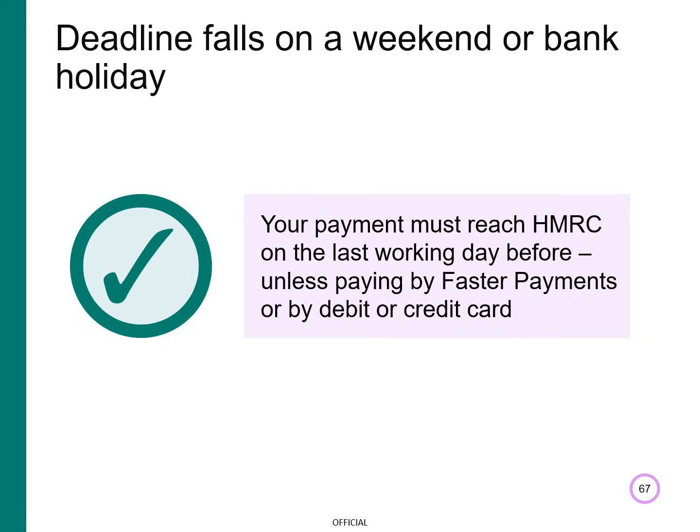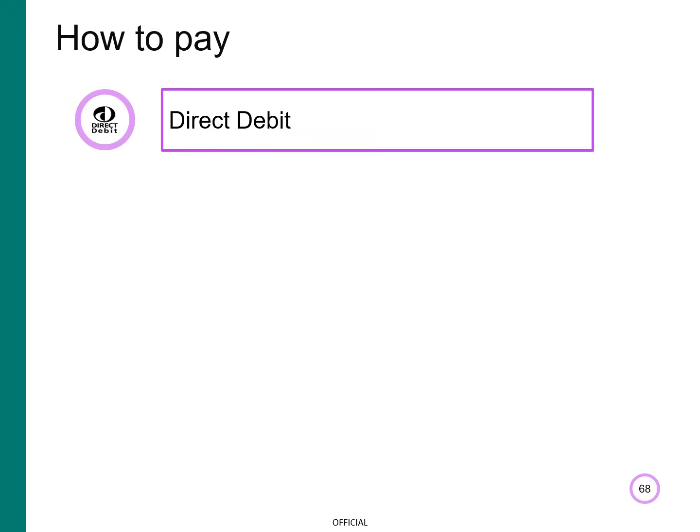If the deadline falls on a weekend or bank holiday, you'll need to make sure your payment reaches us by the last working day before. That is, unless you're paying by faster payments or by debit or corporate credit card. You can set up separate direct debit payments so HMRC can collect single payments on the 31st of January and the 31st of July. To pay by direct debit, you need to use your HMRC online account.